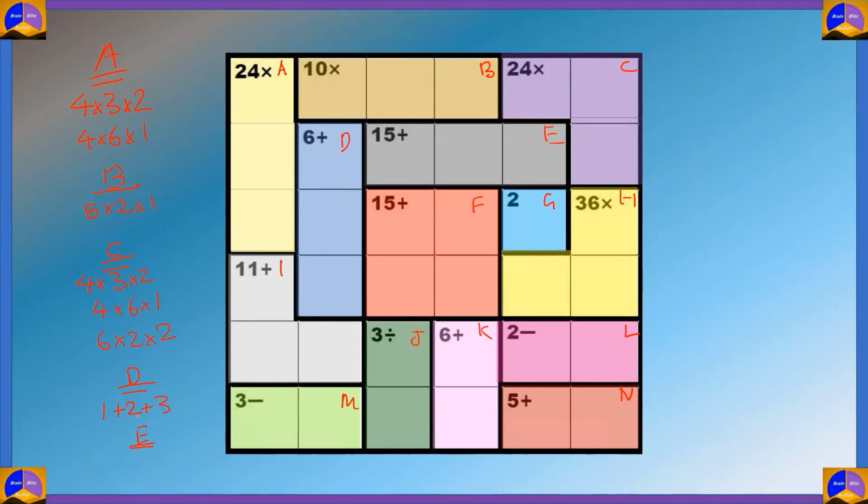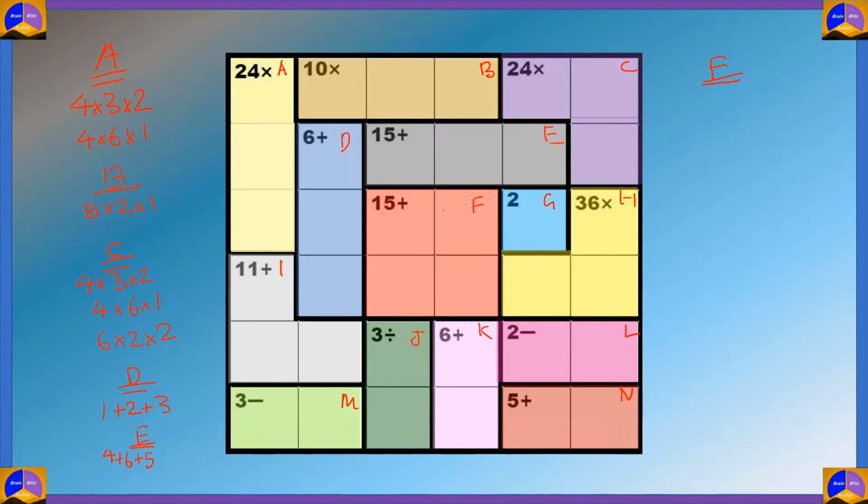Now, in this cage, there are 3 cells and the operation is addition. After adding, our result must be 15. So, the only option is 4 plus 6 plus 5. Now, let's look at cage F.